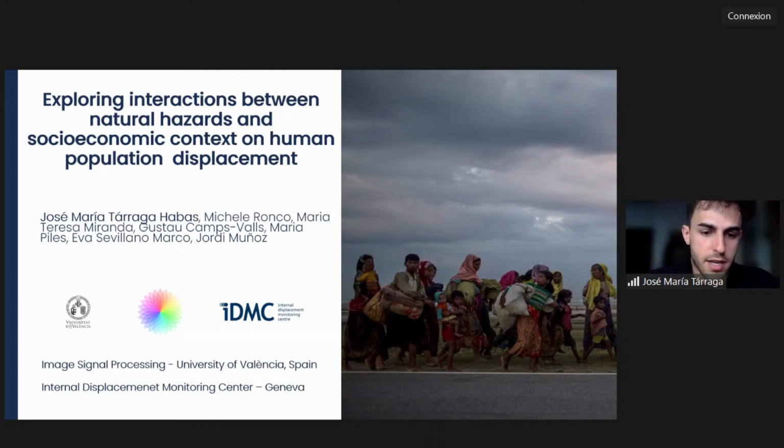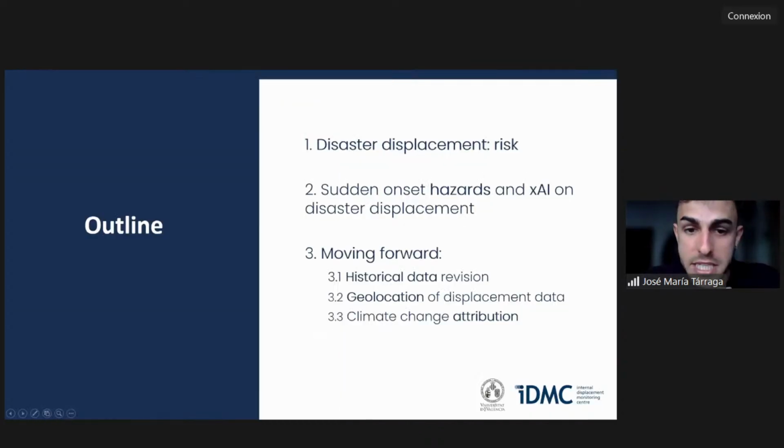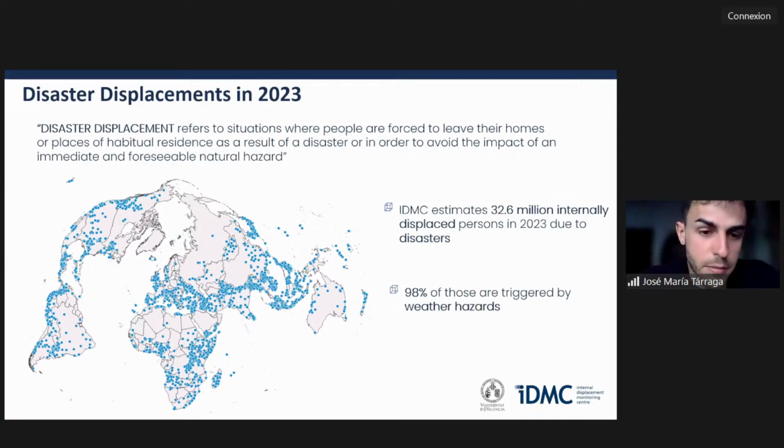I'm going to start my talk by talking about displacement, particularly displacement risk, how we tackle the displacement risk for sudden onset hazards on a global level, and a few points on how we are moving forward to better refine the methodology that we employed. So first of all, a little bit of context. Disaster displacement refers to people that have been pushed to leave their homes as a result of a hazard, to avoid the impact of, or because they already received the impact of a hazard.